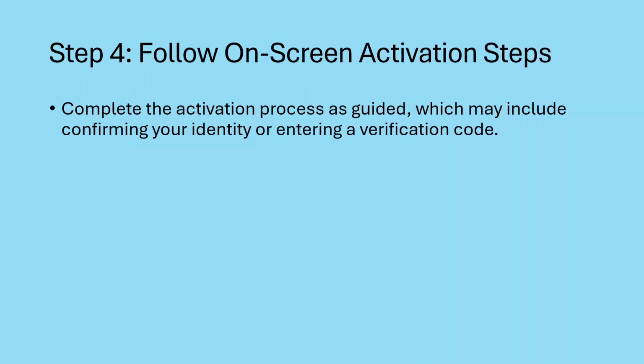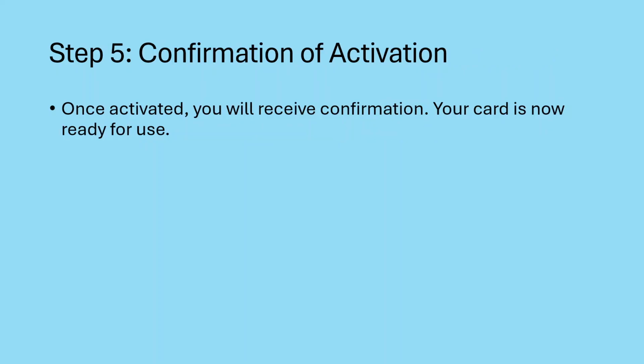Step 4. Follow on-screen activation steps. Complete the activation process as guided, which may include confirming your identity or entering a verification code. Step 5. Confirmation of activation. Once activated, you will receive a confirmation. Your card is now ready for use.